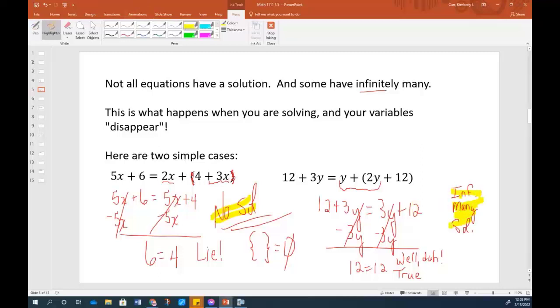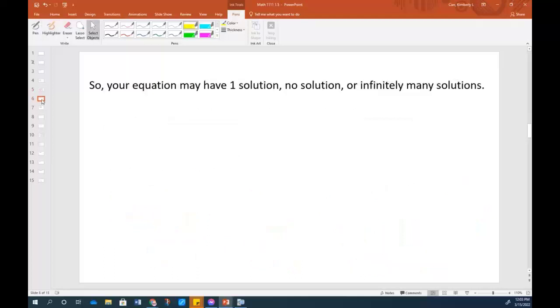So again, if the variables disappear, you've either got no solution or infinitely many solutions. Which one is which depends on whether you were left with a true statement or a lie. A lie is no solution. The truth is infinitely many. So your equation can have one solution, no solution, or infinitely many solutions.